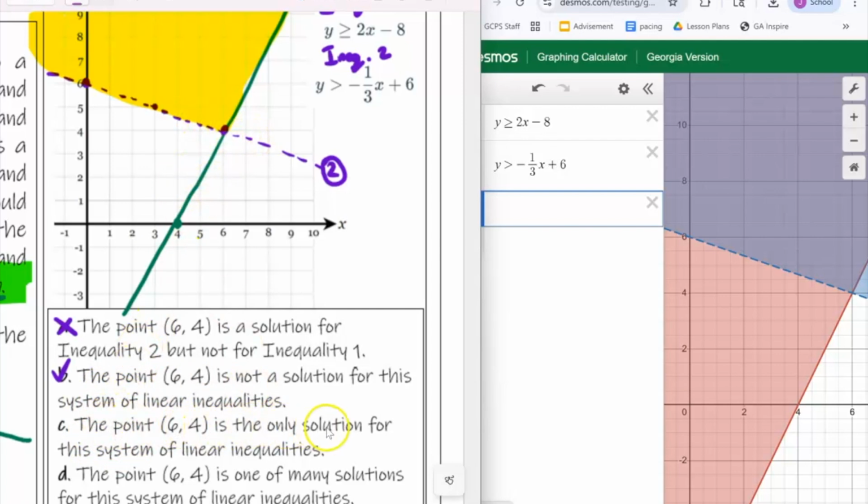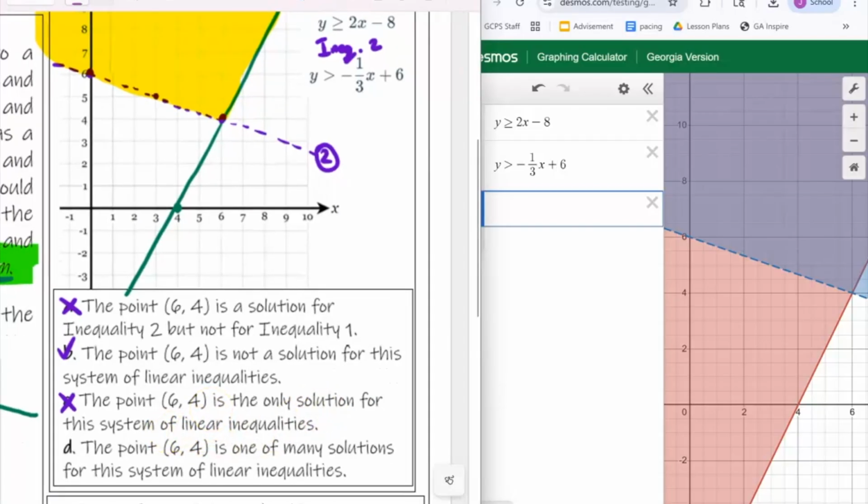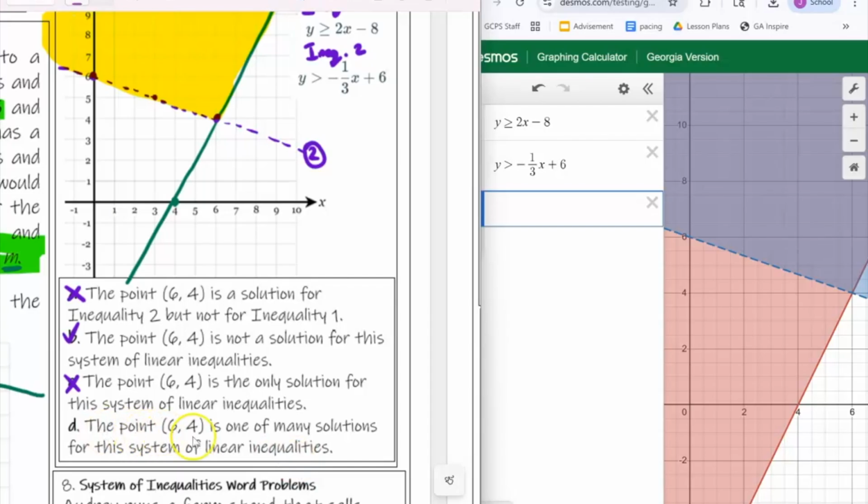The point (6, 4) is the only solution for this system. No, it's not. It is not a solution. The point (6, 4) is one of many solutions for this system. No, it's not. Okay. So that answer choice is B.